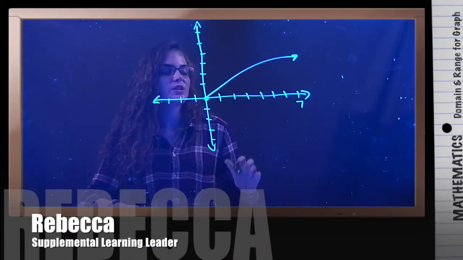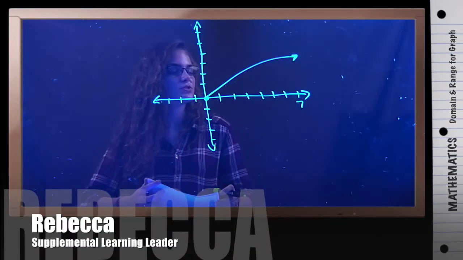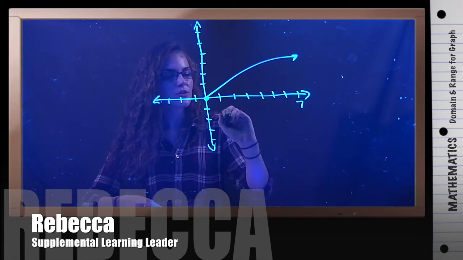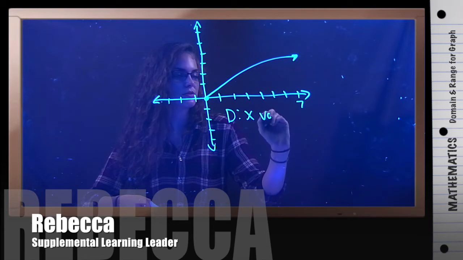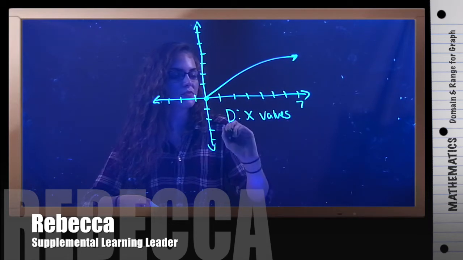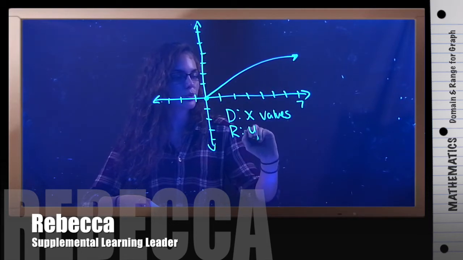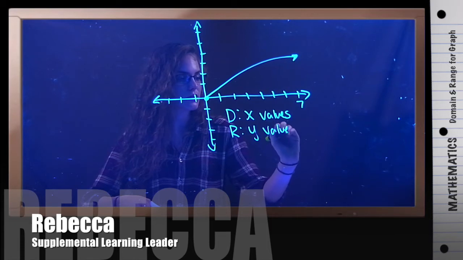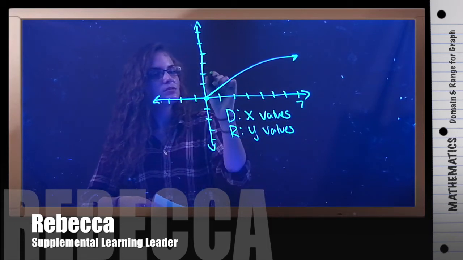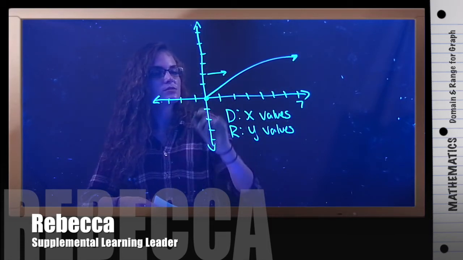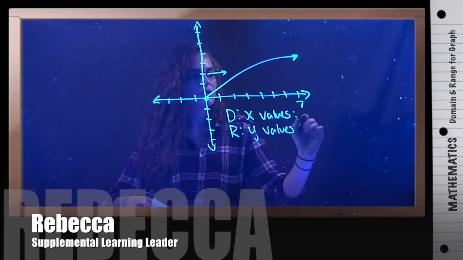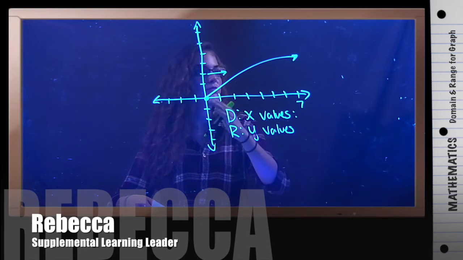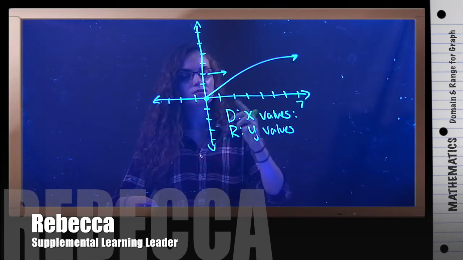For this example, we need to find the domain and range of this graph. For the domain, we need to look at all the x values. And for the range, we need to look at the y values. So for domain, we look left to right. The farthest left point is where we start, and the farthest right point is where we end.